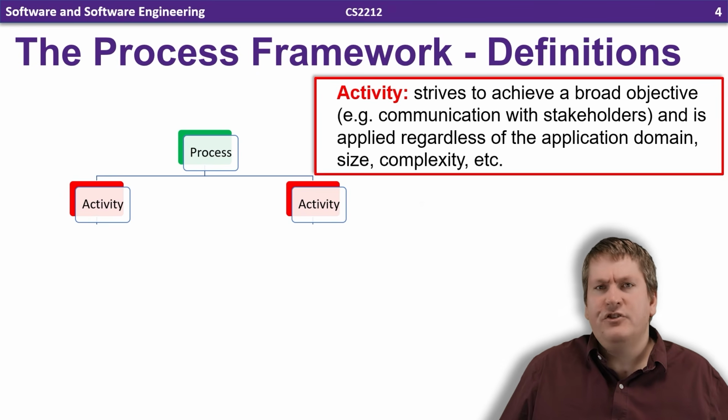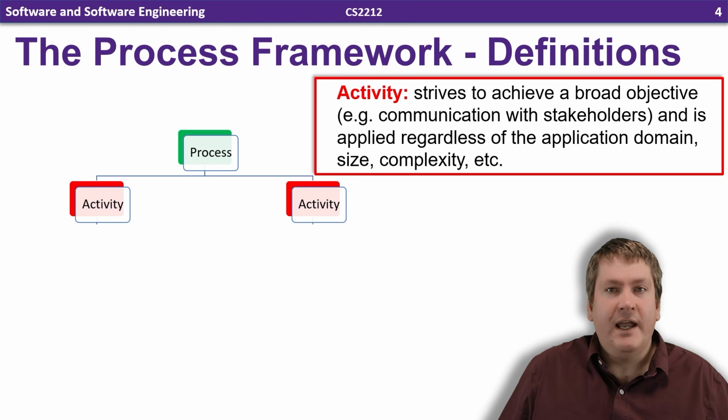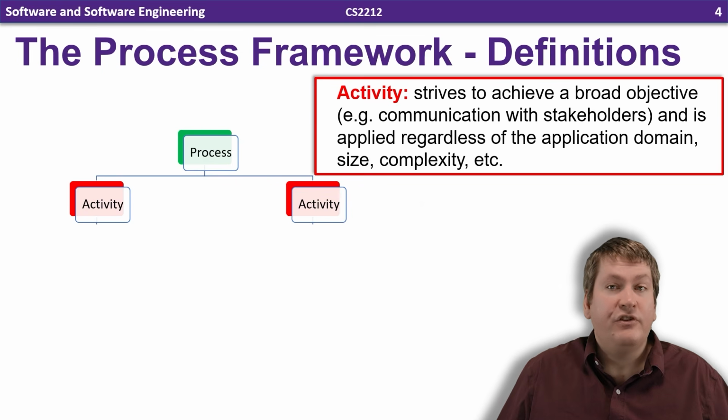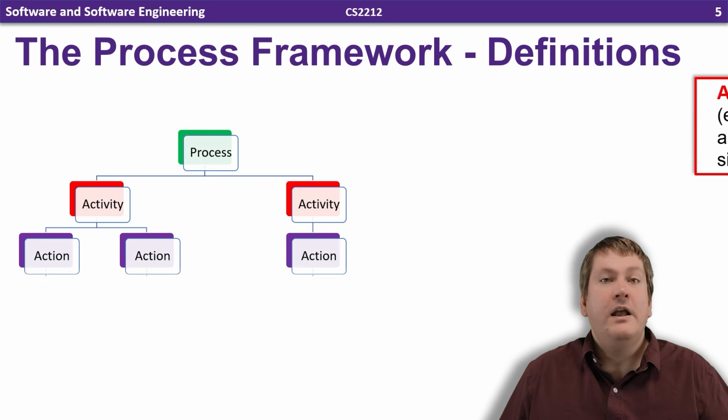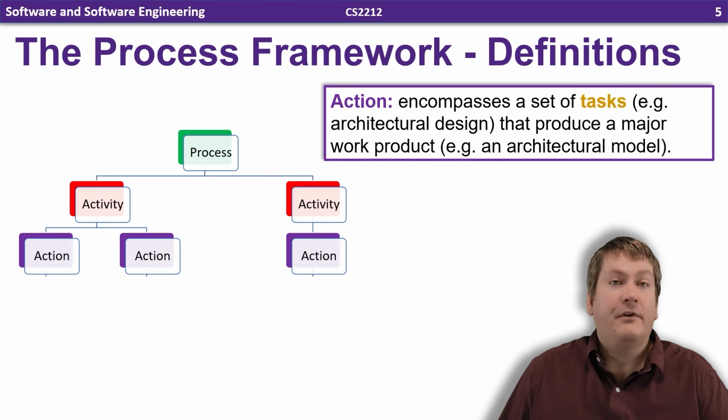These tend to be fairly generic and define an overall activity that's going to be completed at some given time, such as planning or construction, with more details being filled in by the actions required by each activity. Each activity is comprised of actions. The actions encompass a set of tasks that result in producing a major work product. So for example, if our activity was modeling, one of the actions in that activity might be creating the architectural design of our software. And then one of the tasks in that might be creating an architectural model.